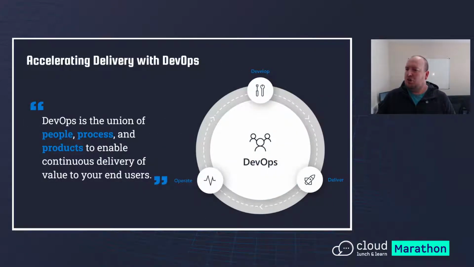So I want to read you this quote first of all. This quote's from Donovan Brown, who's DevOps manager at Microsoft. This is a quote that he came up with. And the quote is that DevOps is the union of people, process, and products to enable continuous delivery of value to your end users. Now, I personally really, really like this quote for a number of reasons.